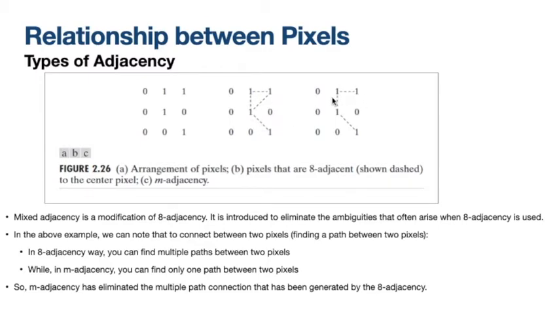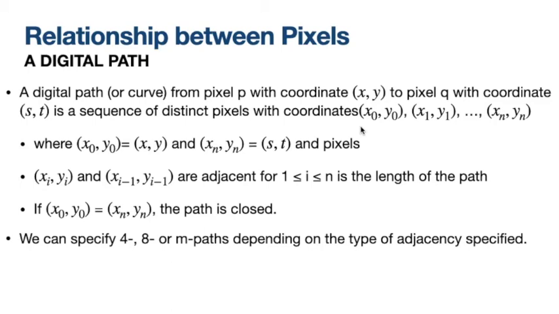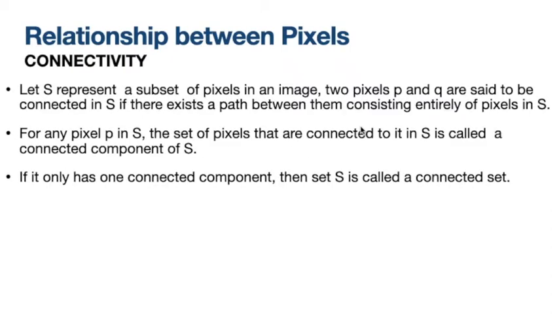Similarly, an m-path is shown here for v equal to 1. Okay, so that's about digital path. Then connectivity.